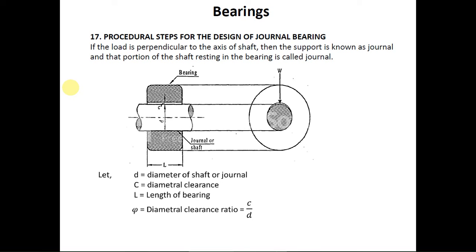Design of bearings. If the load is perpendicular to the axis of the shaft, then the support is known as a journal, and that portion of the shaft resting in the bearing is called a journal. So this is the journal or shaft, and this is the bearing. You can see here, W is the load, and C is the clearance. D is the diameter of the shaft, C the diametral clearance, L is the length of the bearing, and the diameter clearance ratio is C by D.